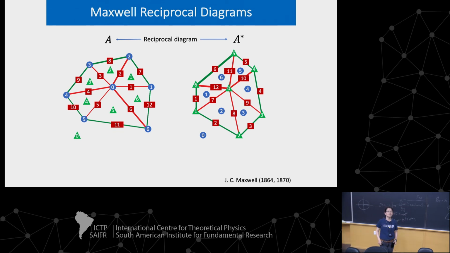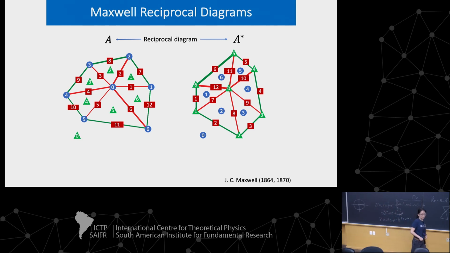Yes? What about the zero? The zero is the outside face. You mean which node it maps to? Okay, so I thought there was no reciprocal diagram for the node, but there's a zero in the middle. Right, this zero is the face outside, and it maps to this node here.